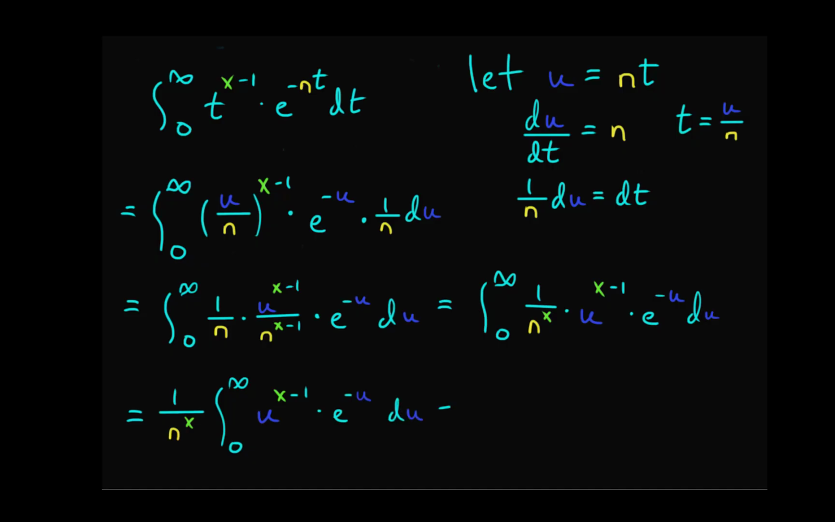But we should be able to recognize that integral expression, the integral from 0 to infinity of u to the x minus 1 times e to the negative u du. That integral just equals gamma of x. Sure, it's using a different dummy variable, it's using u instead of t, but it evaluates to the exact same thing. So we found that this integral, the integral from 0 to infinity of t to the x minus 1 times e to the negative nt dt, equals, through a clever u substitution, 1 over n to the x times gamma of x.